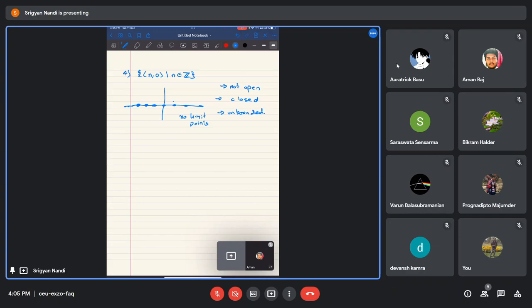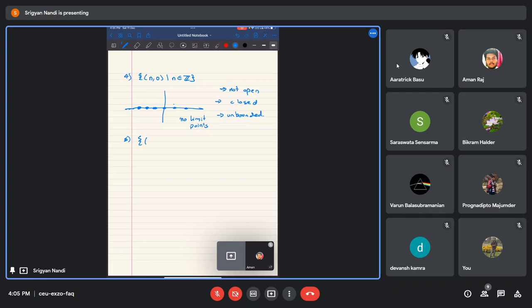And finally, let's consider the set {(1/n, 0) : n belongs to Z+}. So what does this look like? We have 1/1, 1/2, 1/3, and so on. So this again is not open, since these are all subsets of R2. So this is not open, since (1,0) doesn't contain a neighborhood that is completely contained within this set, so not open.